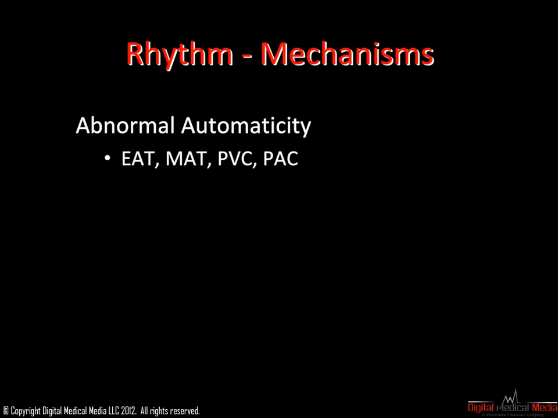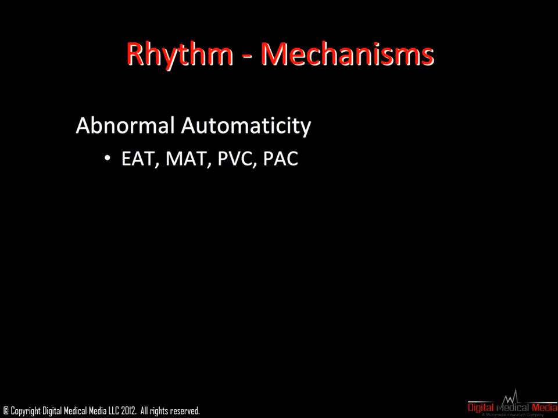Before advancing further into abnormal rhythms, we must first review the mechanisms by which abnormal rhythms are created. There are two general mechanisms by which abnormal rhythms can be generated in the heart. The first of these we have covered already and is the subject of abnormal automaticity. Ectopic atrial tachycardia, multifocal atrial tachycardia, PVCs and finally PACs are all examples of enhanced or abnormal automaticity.